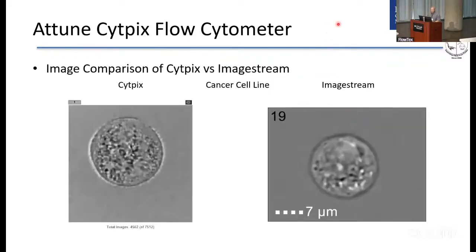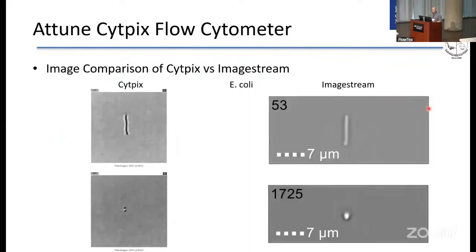So here are some representative images comparing the image quality of the Cypix against the ImageStream. Because the ImageStream, as I said, is the gold standard imaging flow cytometer, we wanted to validate against that. You can see in a variety of cases, like this cancer cell line, the Cypix image on the left, ImageStream on the right. They're very, very comparable. Cypix does very, very well, especially considering the flow rates that we're running at.